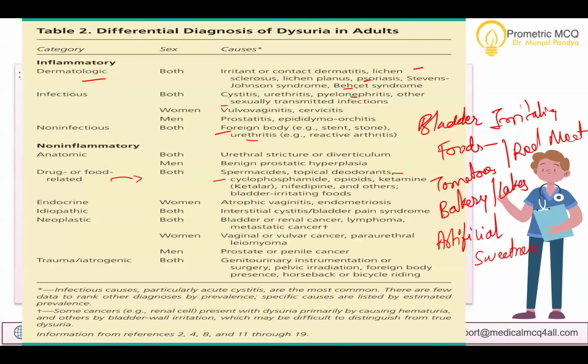A recent question which came in KMLE was about bladder irritation foods. So red meat, bakery items, artificial sweeteners, tomatoes. Ask the patient to refrain from all such types of foods.